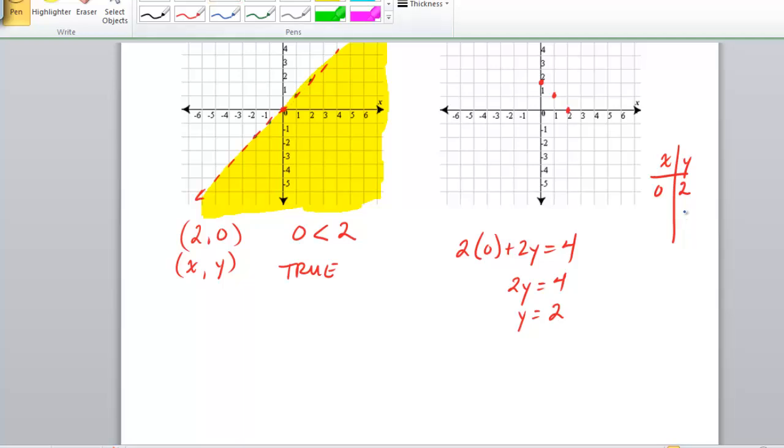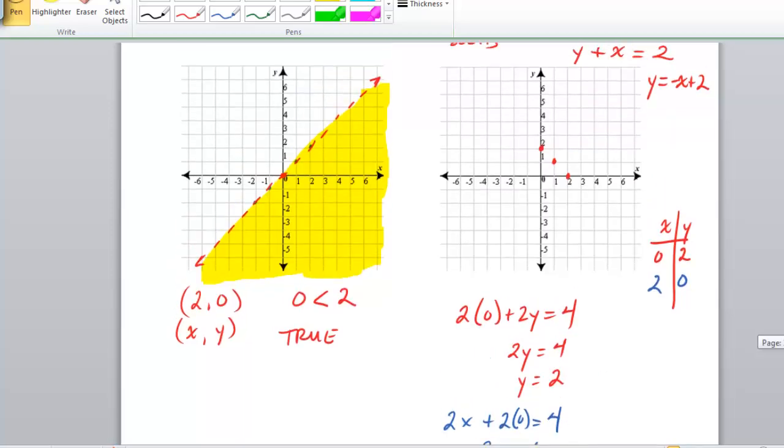And then I'm going to plot a second point. This time I'm going to make y equal to 0. So I'm going to have 2x plus 2y. Excuse me, I've got to replace the y this time. Apologize. Equals 4. And then I'm going to say that 2x equals 4 and x equals 2.